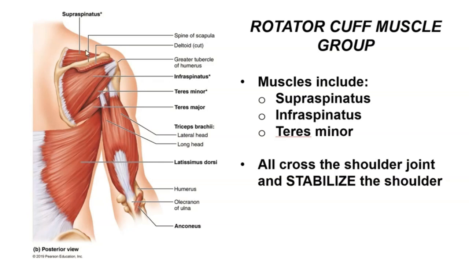More specifically, though, the supraspinatus can also abduct the arm, so it serves as a synergist to our deltoid muscle. And the infraspinatus and teres minor, because of where they attach to on the humerus, can serve to laterally rotate the humerus, which laterally rotates the arm.